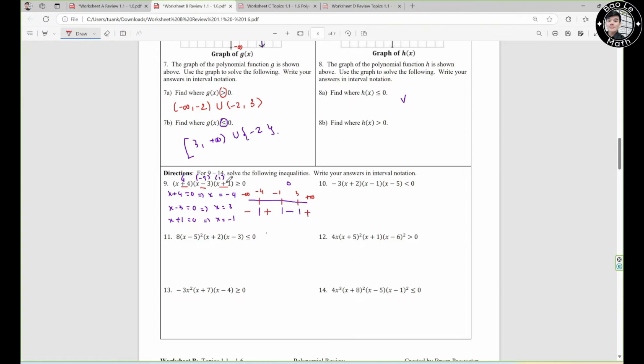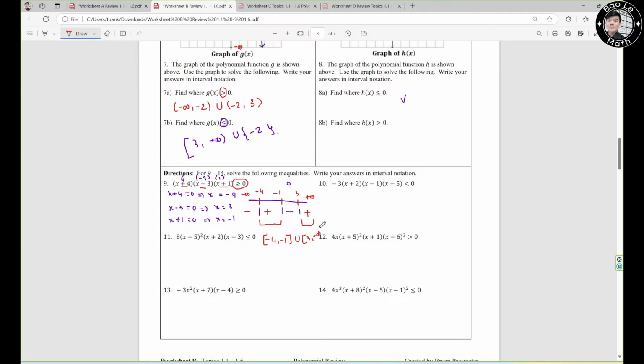All right, so finally we're gonna look at this one right here. We need this guy to be greater than or equal to 0, right? So we only pick the positive one right here. Okay, so the answer must be negative 4 to negative 1, right? And we have the equal sign right here, which means we need to include it with the bracket, union 3 to infinity.